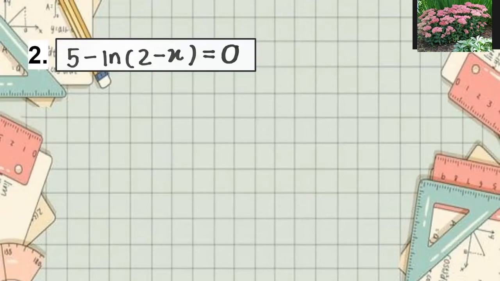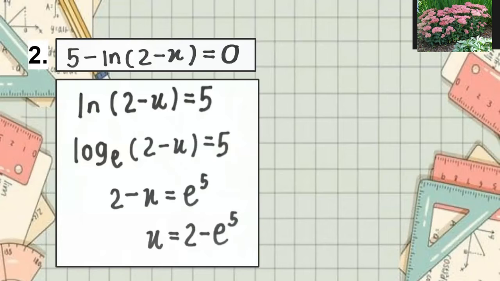Okay, the next question is 5 minus ln bracket 2 minus x is equal to 0. For the first step, we need to change the negative ln bracket 2 minus x into positive ln bracket 2 minus x is equal to 5. For the second step, you need to change the ln into log base e bracket 2 minus x equal to 5. Next, you move the e to the right side so that the 5 will become the power of e.